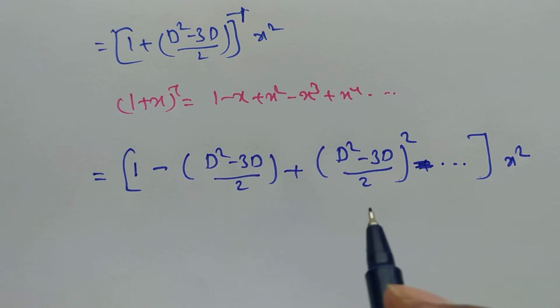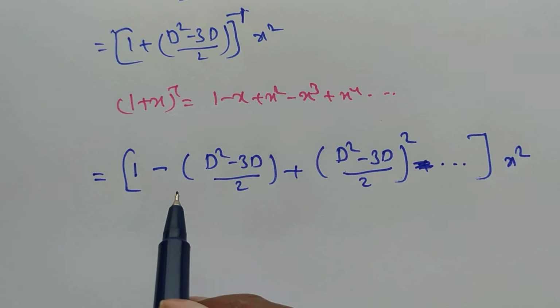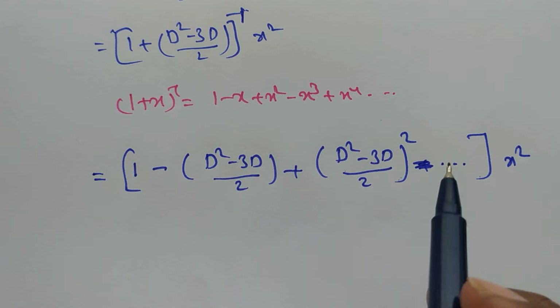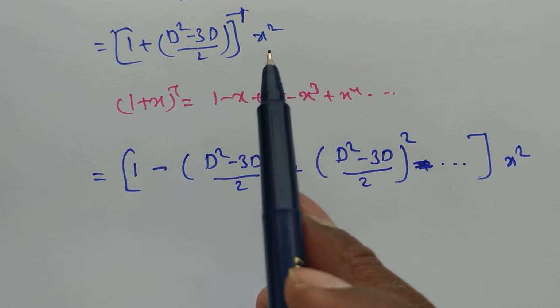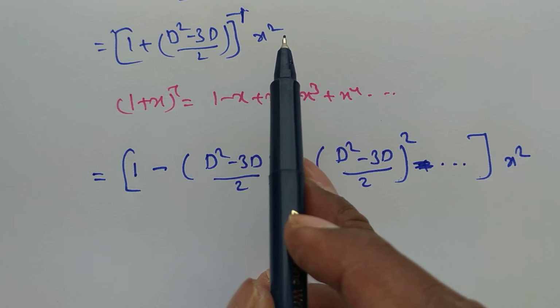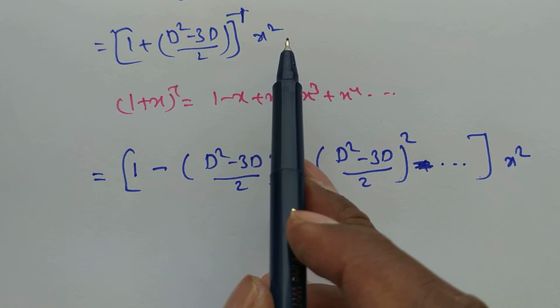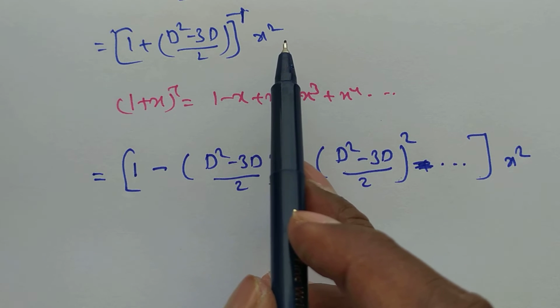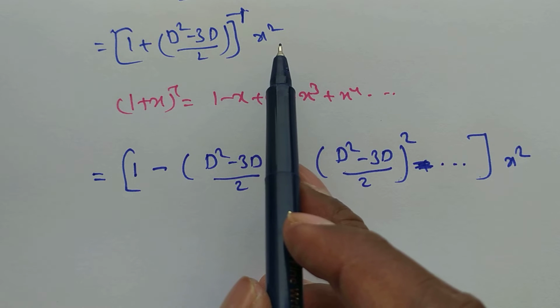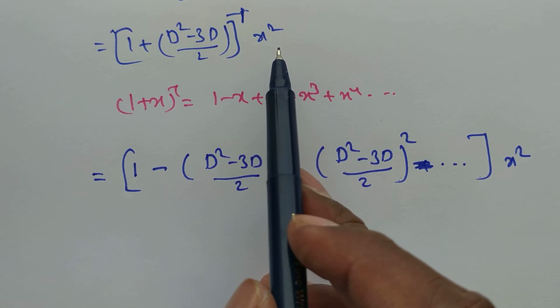x square. Friends, you see, in this binomial expansion, up to what degree you have to take depends on x to the power of m. If power m is equal to 5, the d power 5 term is enough. More than d power 5, nothing but the powers d power 6, d power 7, d power 8, if you take them, those terms will vanish.